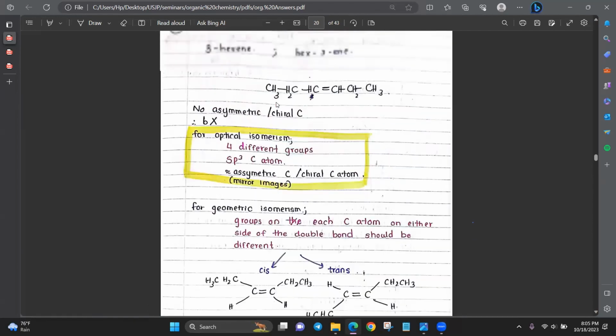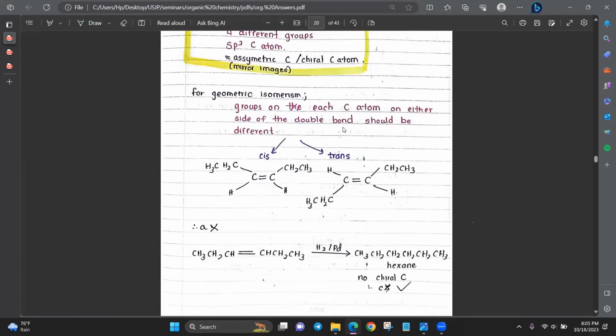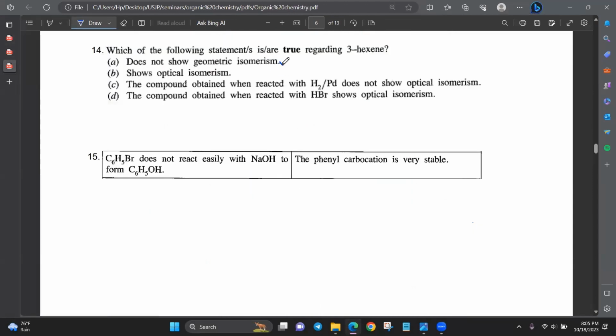So now our molecule has a double bond, and each carbon has different groups attached. That means it is showing geometric isomerism. What is our statement? Does not show geometric isomerism. That means it's wrong. No, it's showing geometric isomerism.